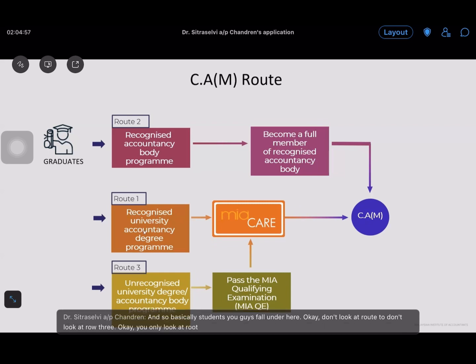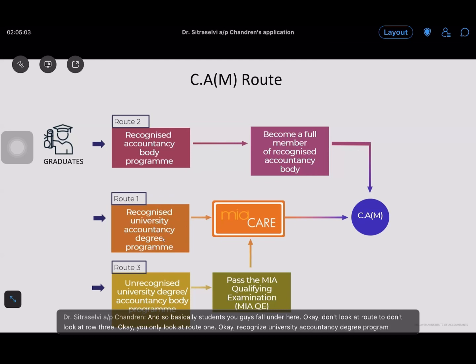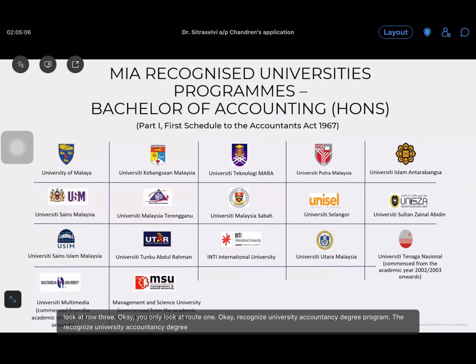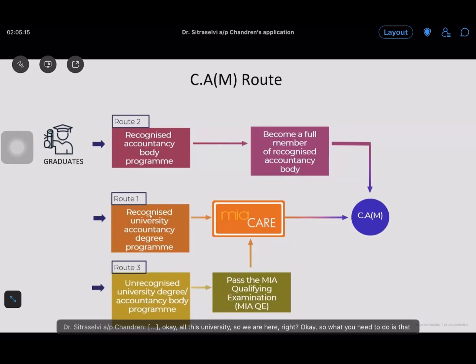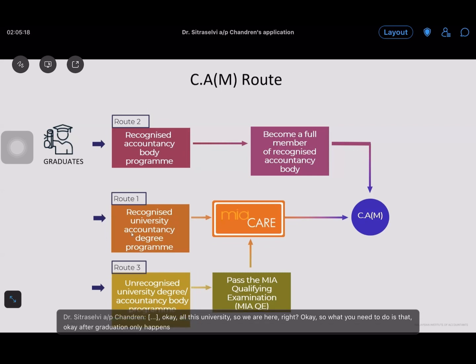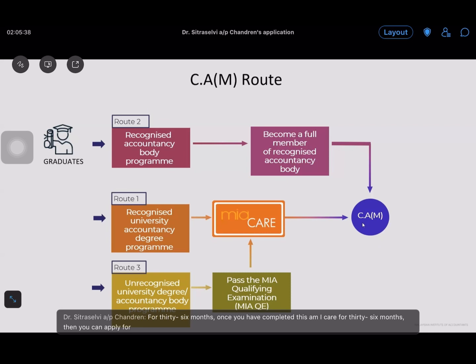Recognized university accountancy degree program. Who are the recognized university accountancy degree programs? All these universities. So we are here, right? So what you need to do, after graduation, only after graduation, not now, practicum period is not counted, is undergo a mentor-mentee program under the MIA CARE for 36 months. Once you have completed this MIA CARE for 36 months, then you can apply for CAM. No exam involved, just mentor-mentee only.